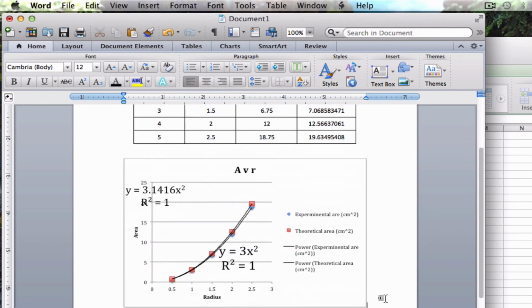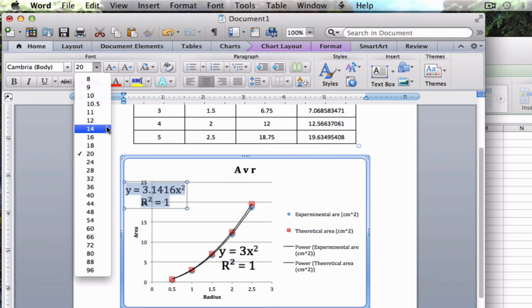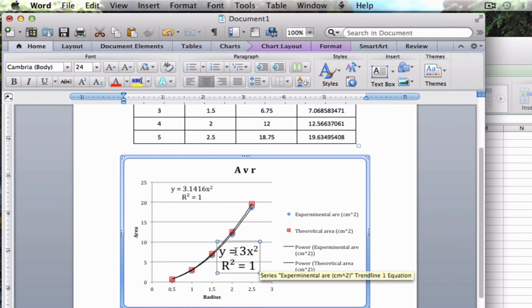I can see when I pasted it that it made it a little smaller. It had to make it smaller to fit it on this page. And so here where I had made my equation and the r square value so big, now they're kind of too big. So from right within Word, I can highlight that and I can make it smaller.